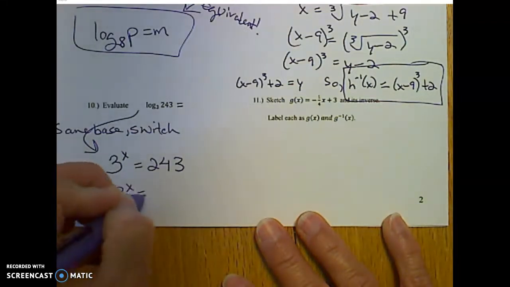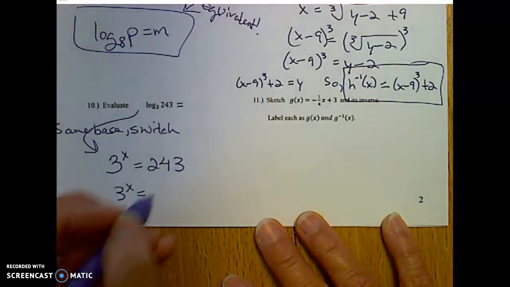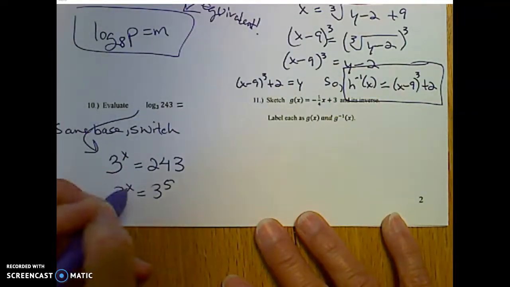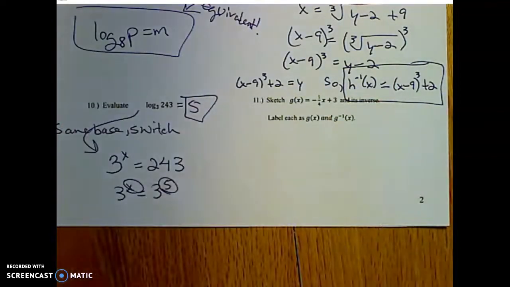Then 3 to the x equals 243. 243 is 3 to what power? Is that 3 to the 5th, I believe? Yeah, 243 is 3 to the 5th. So that means that x is 5, and that means that that value is equal to 5.